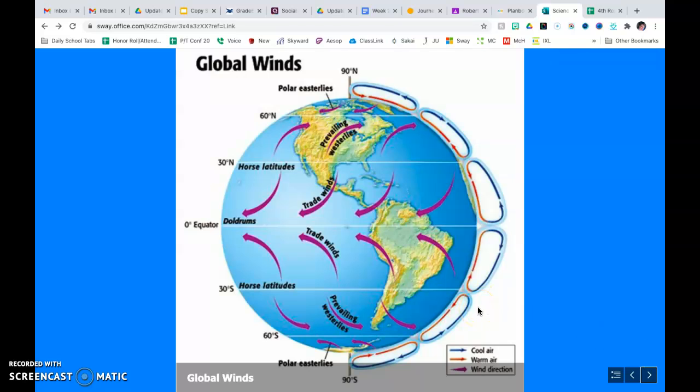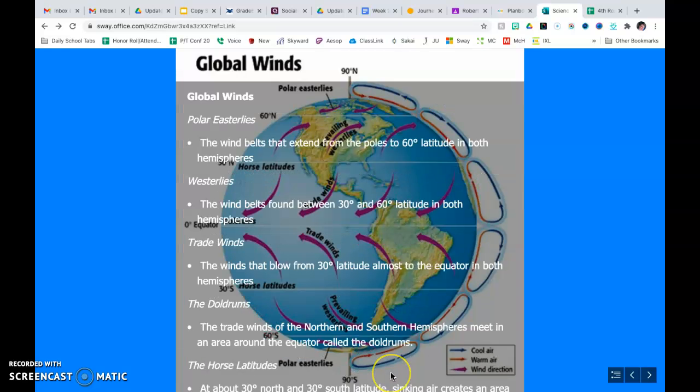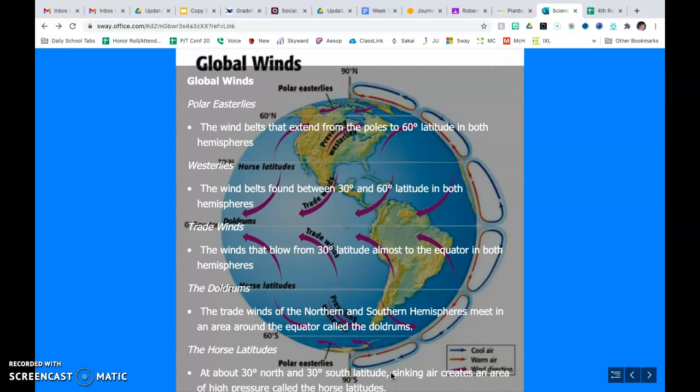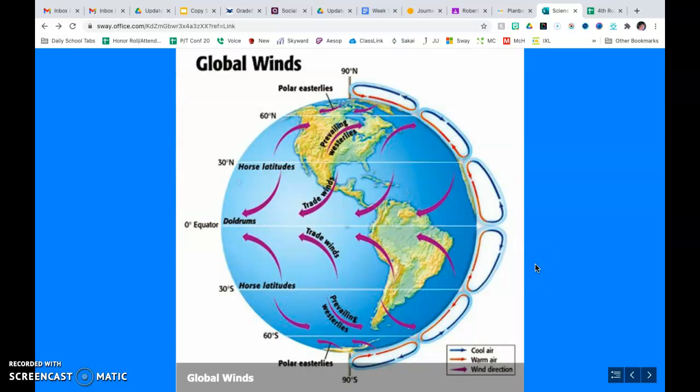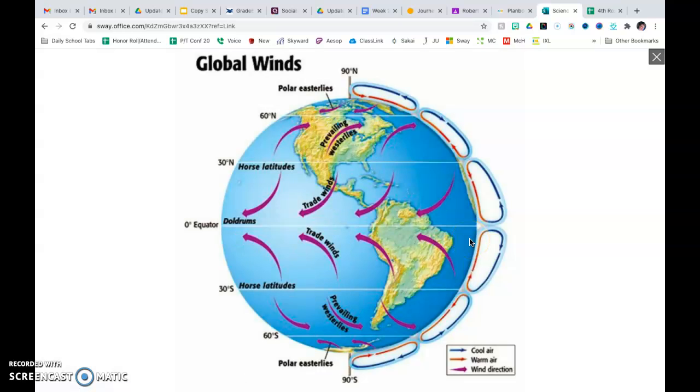So let's talk a little bit about global winds. So we have different kinds, or they're called different things, of global winds. So let's just take a look at each one of those really quickly. So of course the blue is cool, the red is warm, and these purple lines here indicate the wind direction. And notice they're kind of opposite in each.